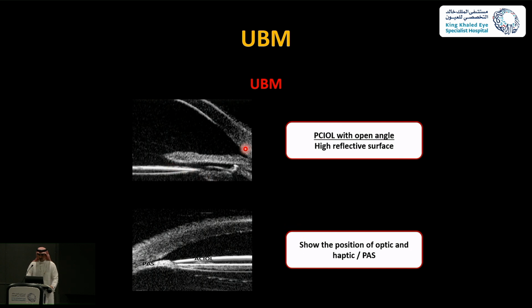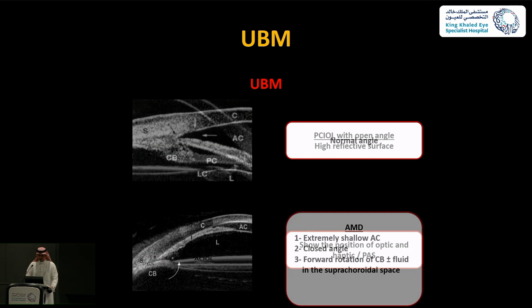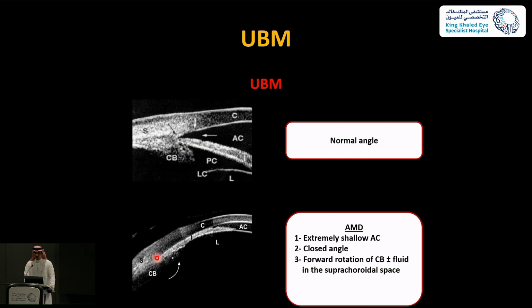You can see a patient who is having PCIOL with open angle, and it shows you a highly reflective surface. You can see the position of the optic and the haptic, and you can see that there is a large peripheral synechiae developing, and it's bypassing the area of the scleral spur. A case of aqueous misdirection.